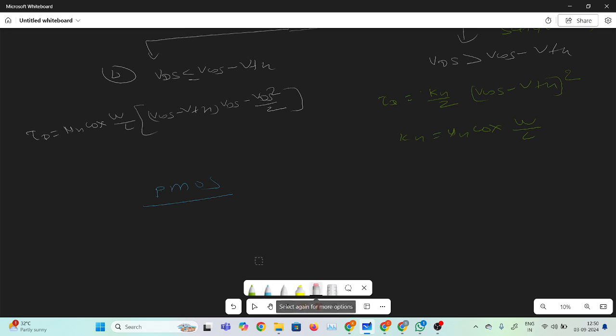And one thing I need to write in case of the NMOS. In case of the NMOS, the VTH, the threshold voltage, will be positive, because we are applying a positive voltage on the gate. So the VTH will be positive, and VDS will be positive. VDS always will be positive, and the VGS is also positive. These three things you need to remember: VTH, VDS and VGS, all will be positive.